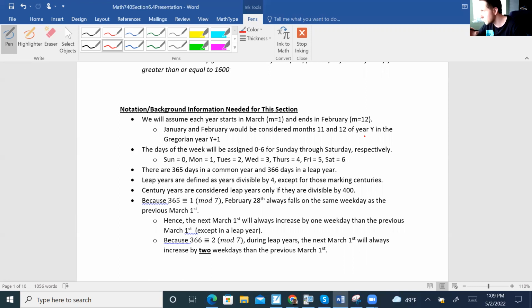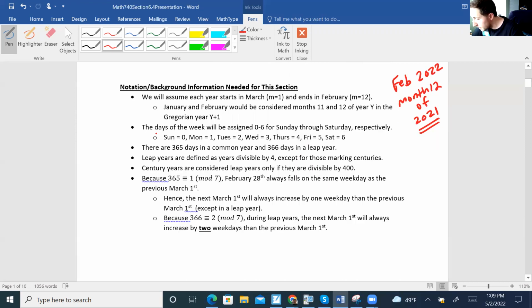That's a little confusing. So as a really basic example, if we were in February of 2022, that would be considered month 12 of 2021 for the algorithms that we're going to be looking at. So even though February is considered the second month of the year, we're going to be considering it month 12 of the previous year, just for our computations. The days of the week are going to be assigned 0 through 6 for Sunday through Saturday, respectively. So Sunday would be day 0, Monday would be day 1, so on and so forth until we get to Saturday being day 6.